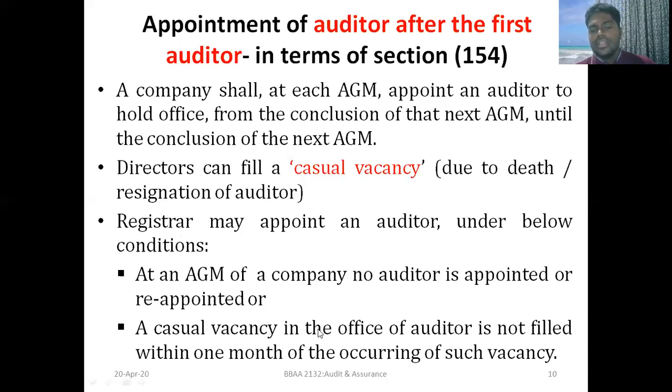The second one: a casual vacancy in the office of auditor is not filled within 1 month of the occurrence of such vacancy. Please remember, suppose a casual vacancy arises. From the date of its arising, within 1 month, within 30 days, the directors of the company should appoint the auditor. But if they fail to fill the casual vacancy, then the registrar has a right to appoint the auditor. Please keep this in mind.